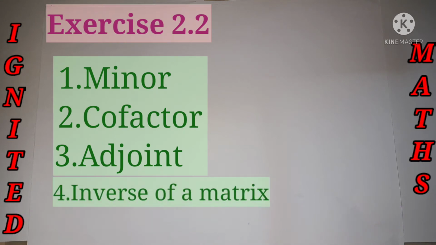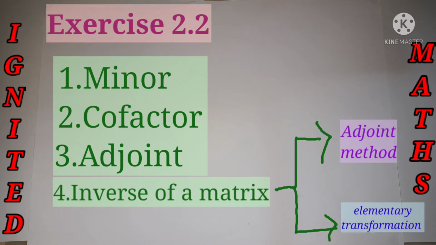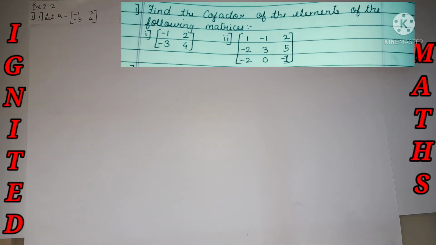That is, we can find the inverse of a matrix by using the adjoint and by using element transformation. It is only one step ahead; finding the minor and cofactor, all these things we have already gone through in the 11th standard. So let's get started with exercise 2.2, starting with the first main question, the first sub question. We'll start with a 2 cross 2 matrix and move to a 3 cross 3 also, step by step.